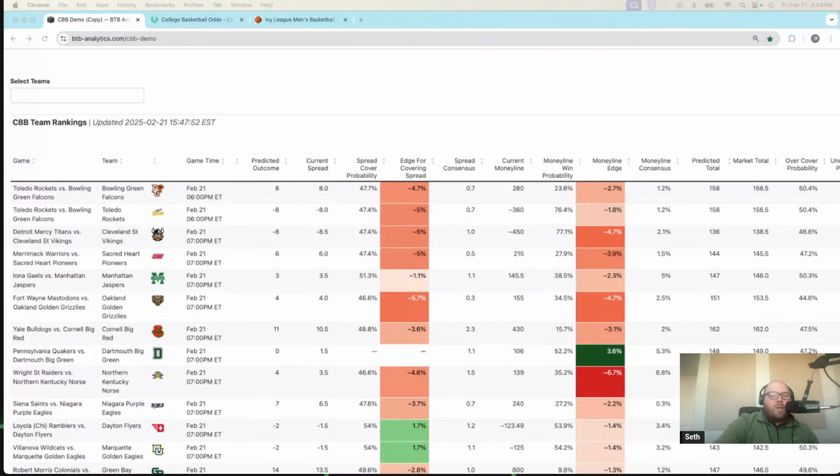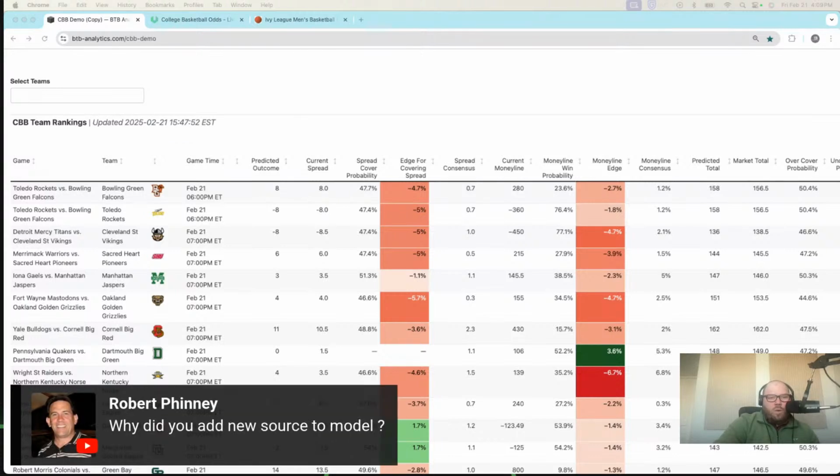Check Green Bay injuries. Why did you add a new source to the model? We think Hasler has something to offer, Robert. We've been tracking it for a little bit and think it adds.